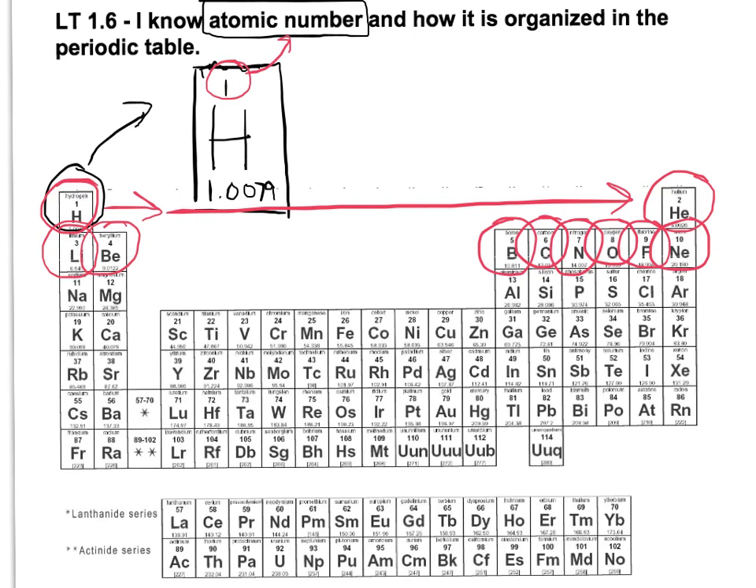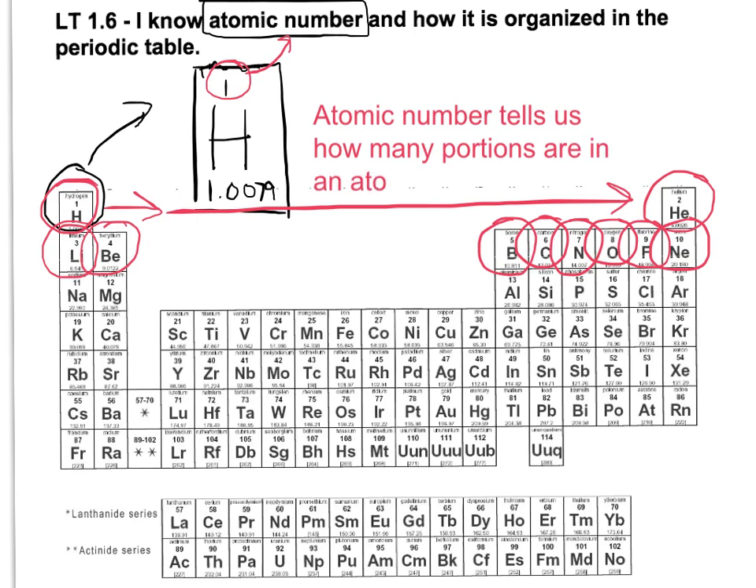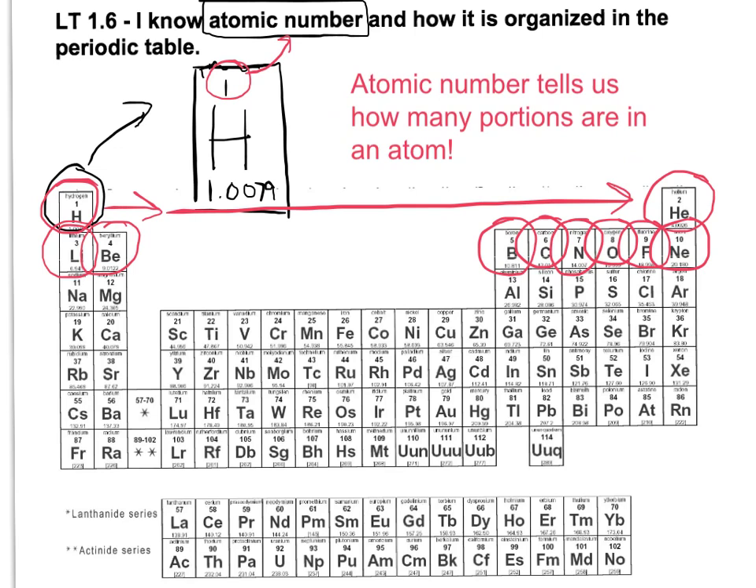What do these things mean? The atomic number tells us how many protons. The atomic number tells us how many protons are in an atom. Let me spell protons right. Okay, that helps us figure out how to organize these elements.